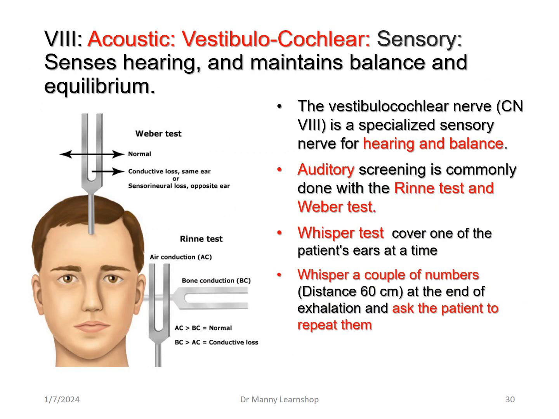Then you've got the 8th cranial nerve, the acoustic. This is also referred to as the vestibulocochlear, and what it does is supply sensory senses to hearing and balance and equilibrium. And typically, screening is done using the Rinne test or the Weber test. Also, the whisper test can be used.